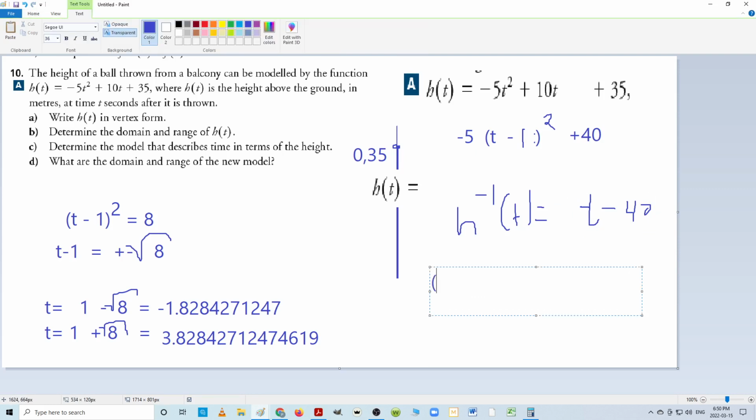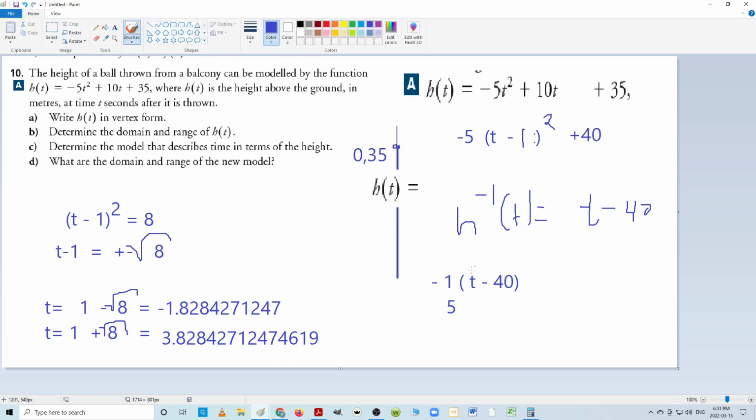So I'm going to subtract 40 from both sides. Then I'm going to divide both sides by -5 if you want, but you don't ever keep a minus down here. So it's really 1/5 times that. And it's a negative, and then you're going to take a square root, and then you're going to add 1. And that would be the inverse of it.